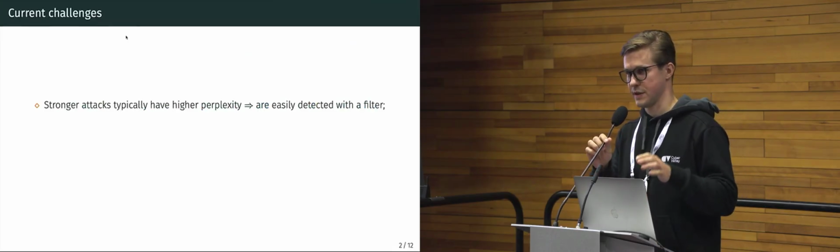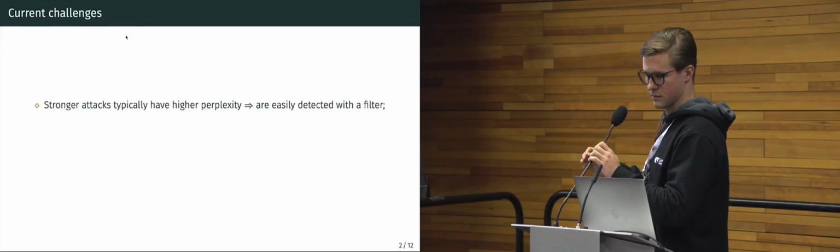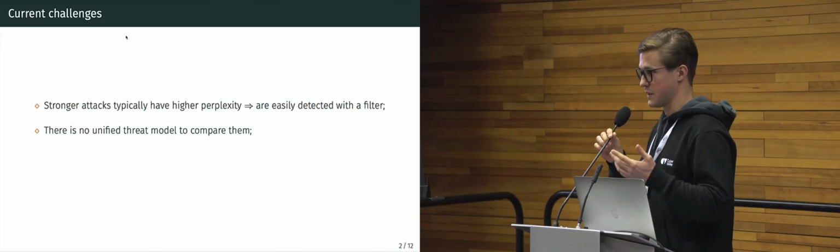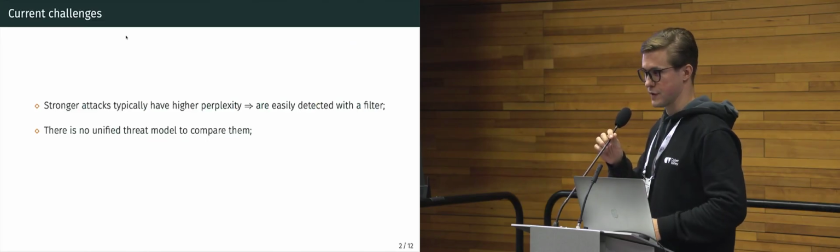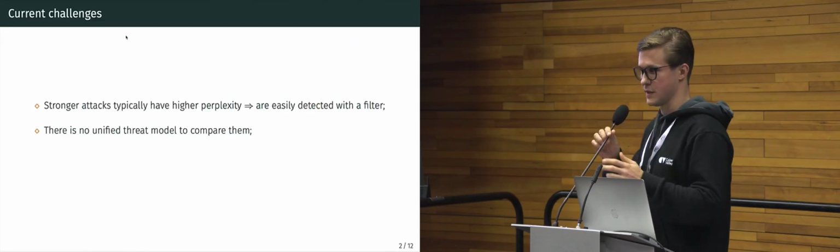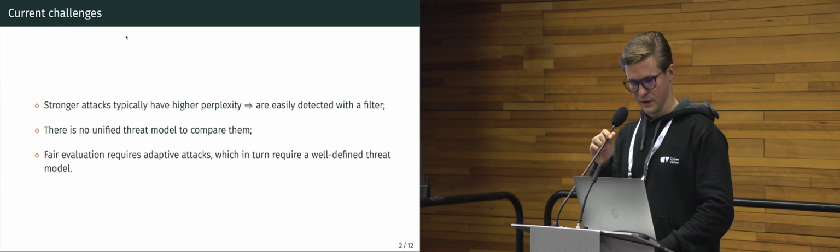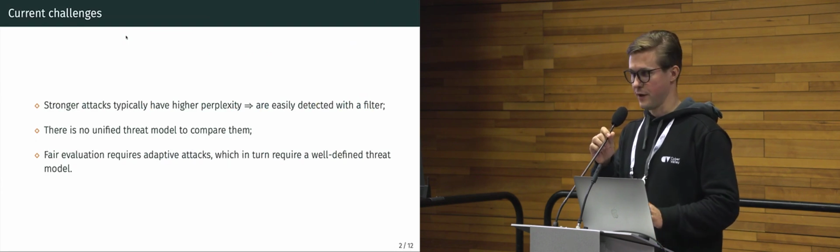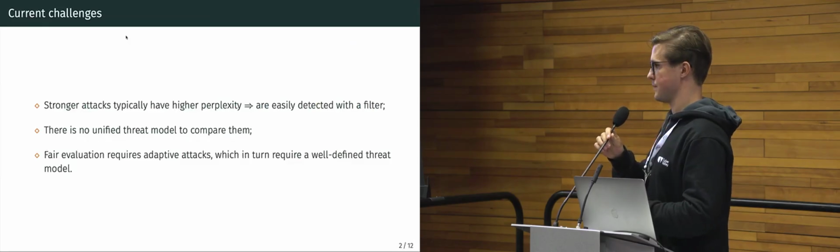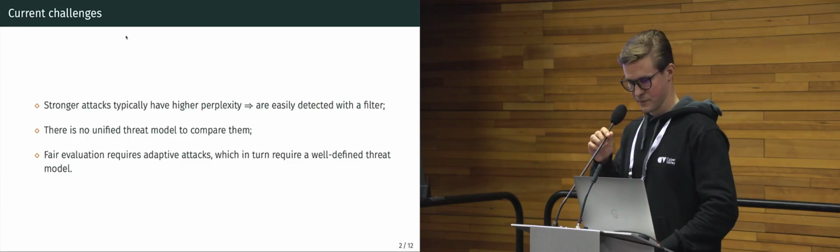The challenges in this landscape are, first, that usually stronger attacks have higher perplexity, and they are easily detected with a perplexity filter. Currently there is no unified threat model to compare those attacks on different models, and thus it's hard to make progress in the field. The third is that fair evaluation of attacks actually requires adaptive attacks, adaptive to a threat model, and thus requires a well-defined threat model.